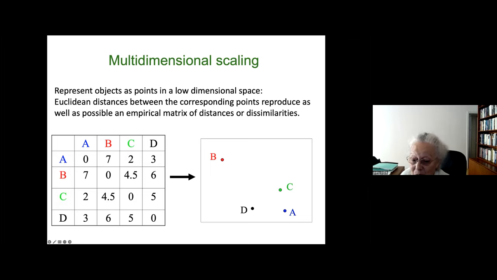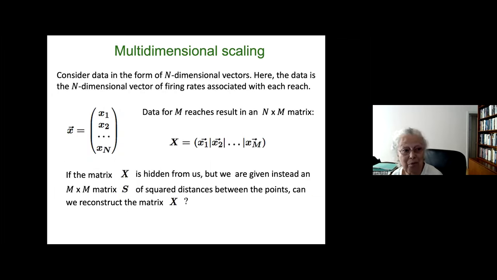A is close to C and close to D, but A is very far away from B, like reproducing this data as well as possible. So this is what the multidimensional scaling algorithm does. What multidimensional scaling does is solve this problem.